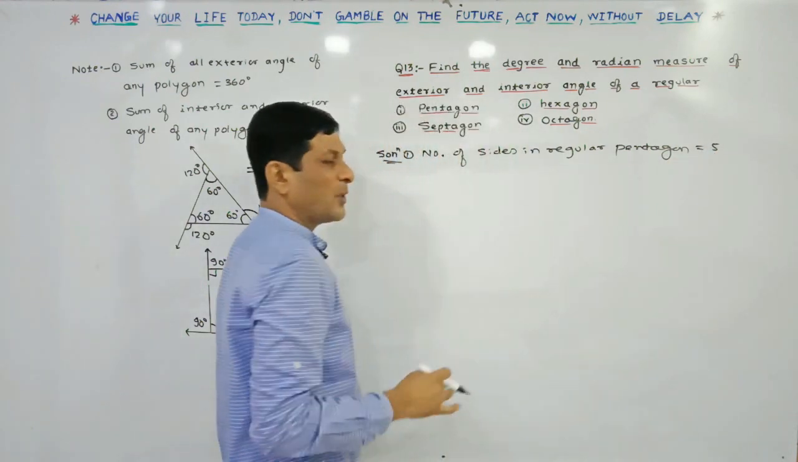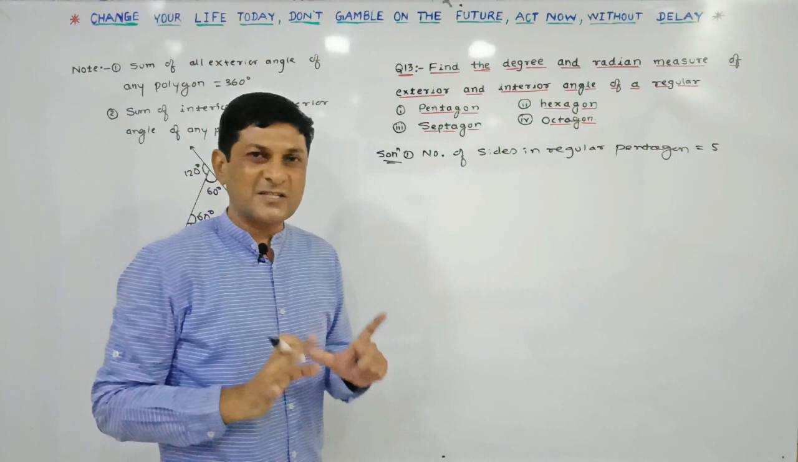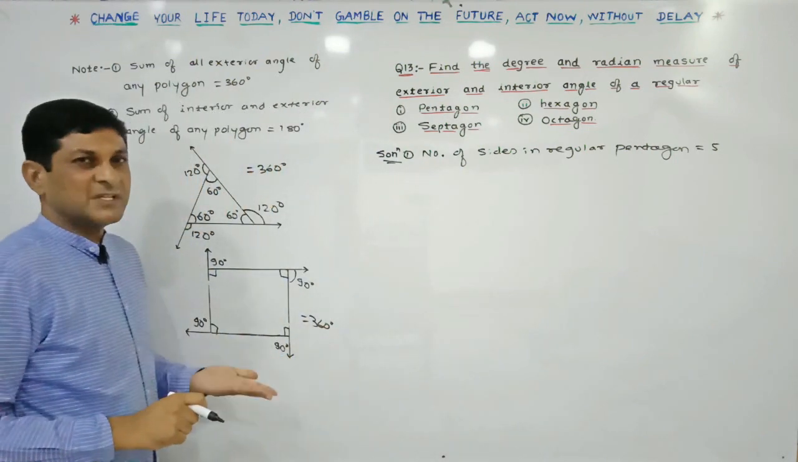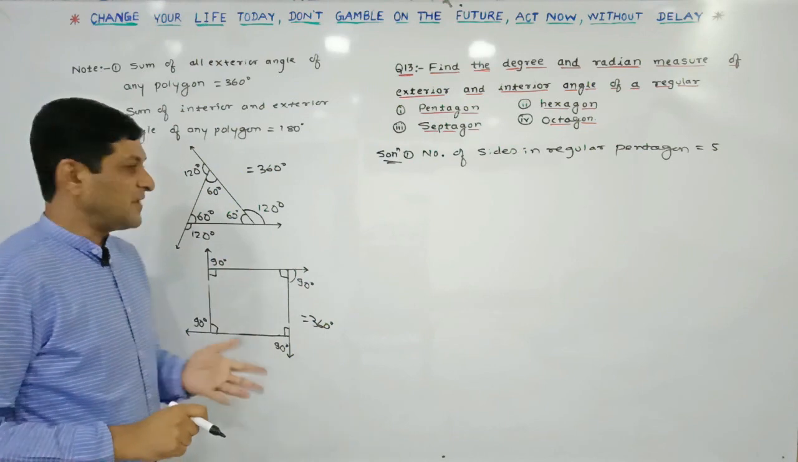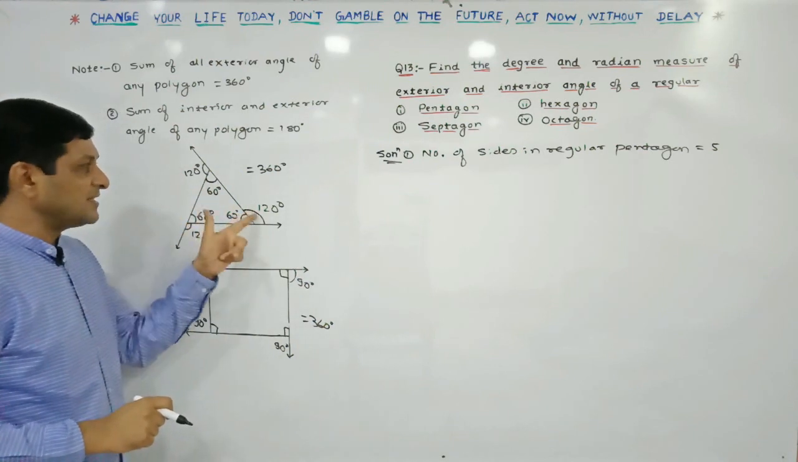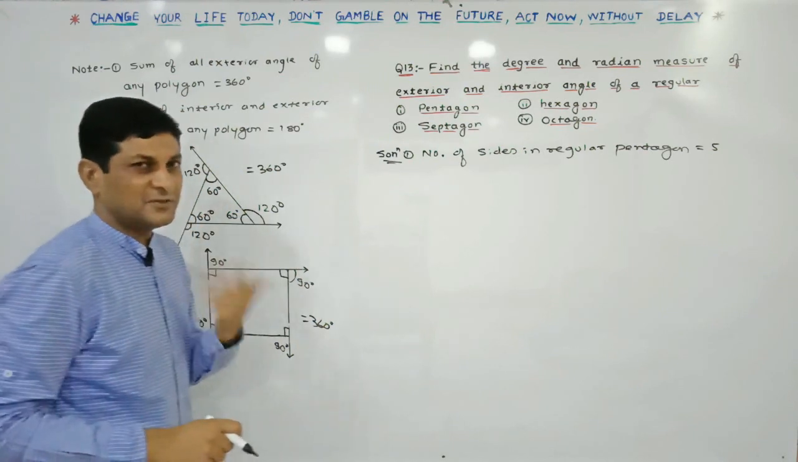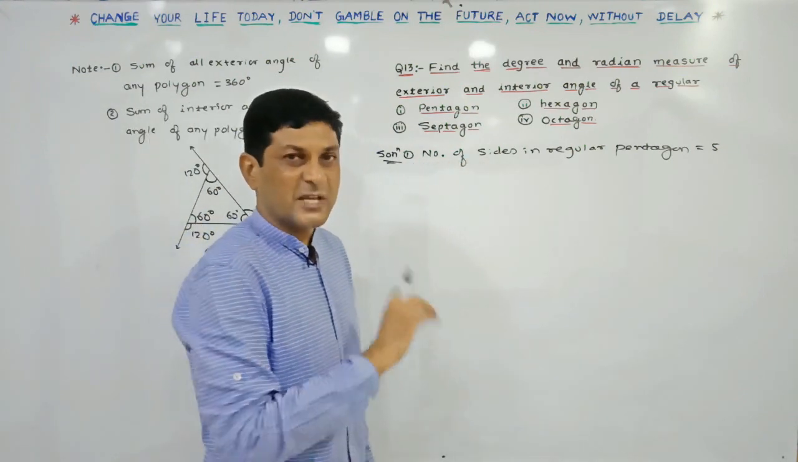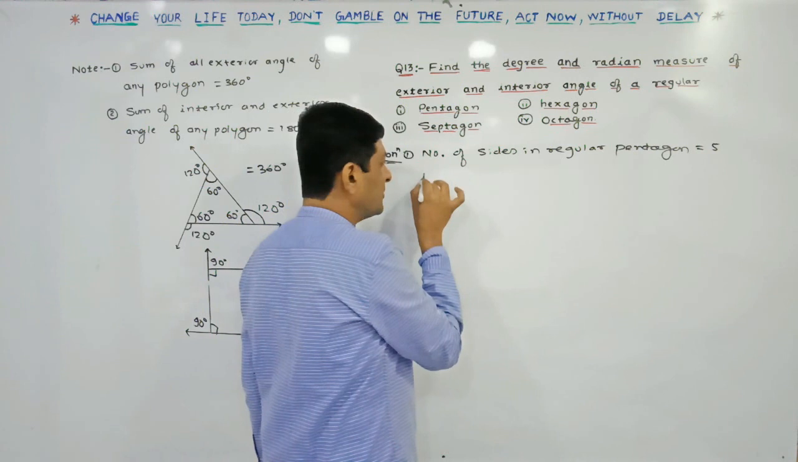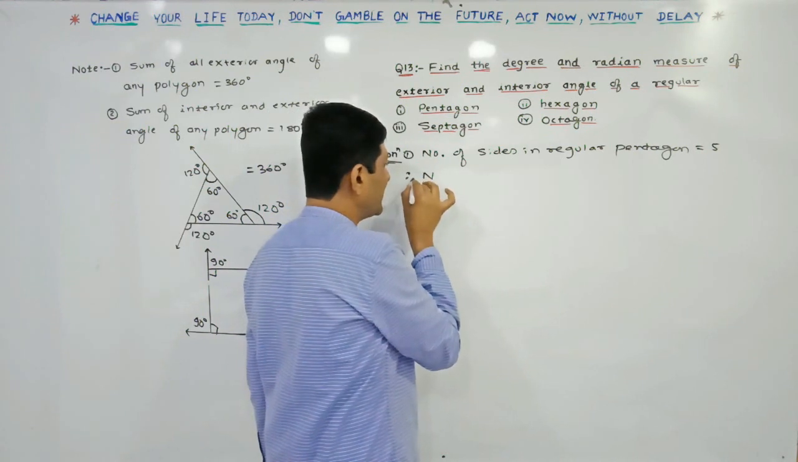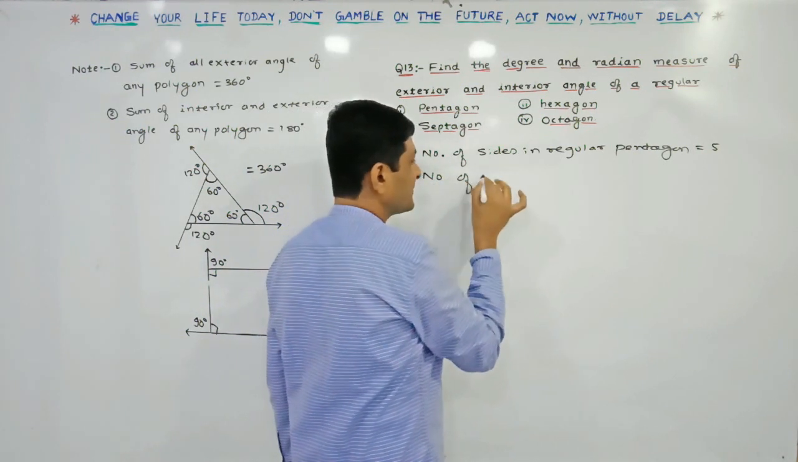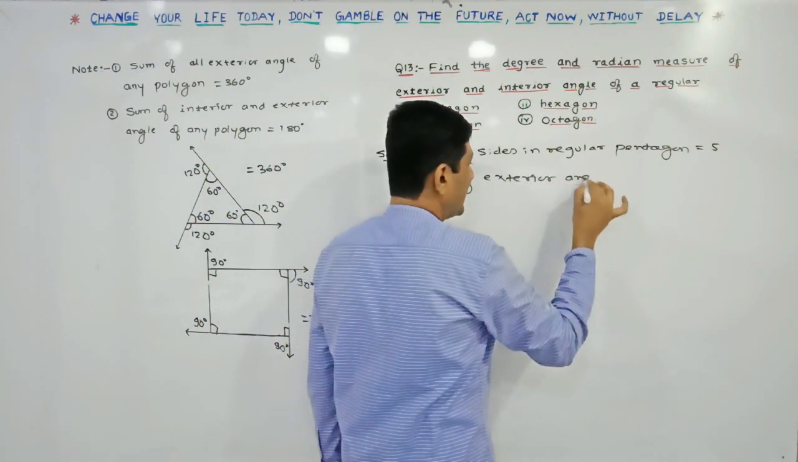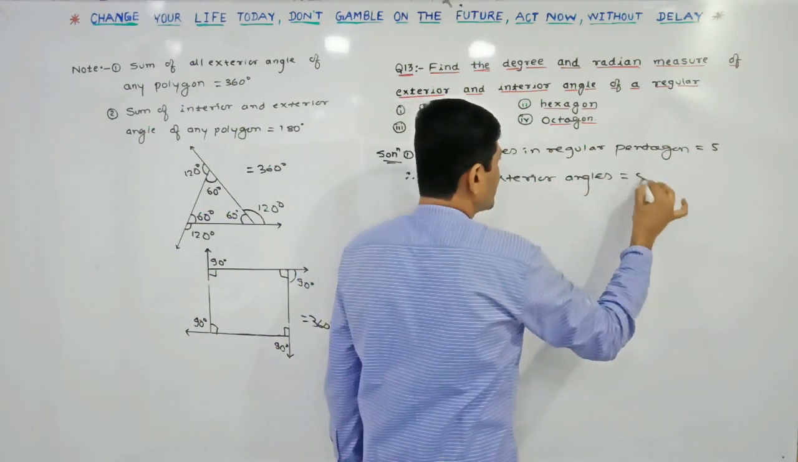We know that a polygon is called a pentagon if it has 5 sides. So if 5 sides are there, then how many exterior angles are there? Definitely 5. In a triangle, if 3 sides are there, then there are 3 exterior angles. So in this case 5 sides are there, which means the number of exterior angles is also equal to 5.